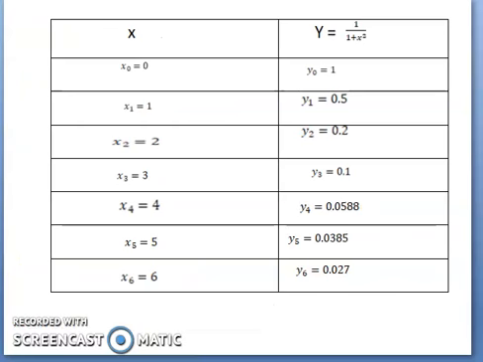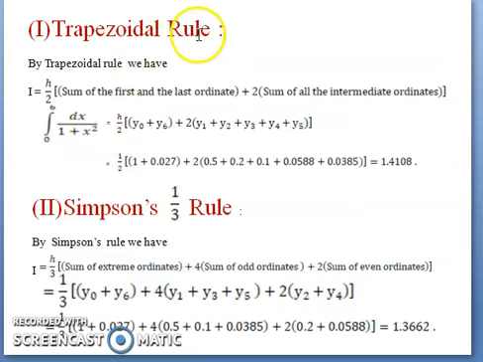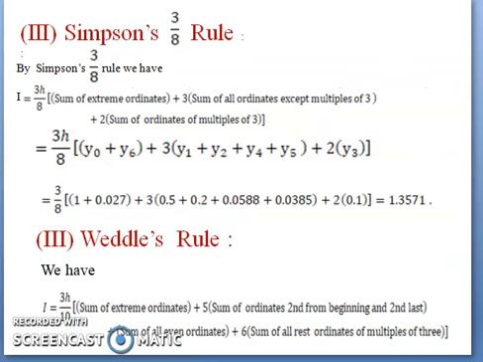Now we form the table. This is x, and on substituting the values of x, we get the different values of y, that is, the ordinate values of y. Now the formula of the trapezoidal rule is I equals h by 2 times the sum of first and last ordinates plus twice the sum of all intermediate ordinates, and on substituting these values we get the trapezoidal rule result. Similarly, the Simpson's 1 by 3rd rule and Simpson's 3 by 8 rule, and the rest, Weddle's rule.